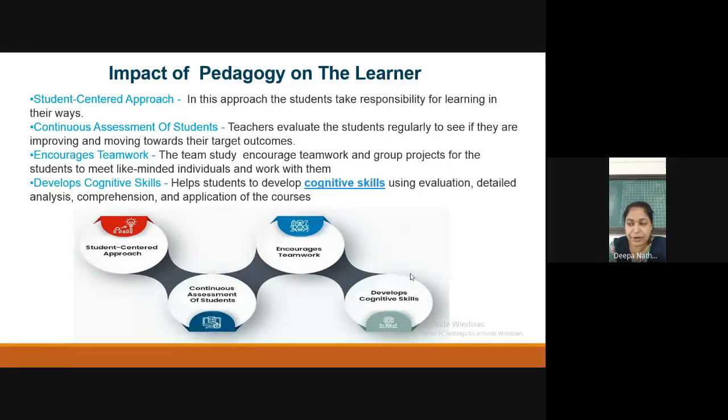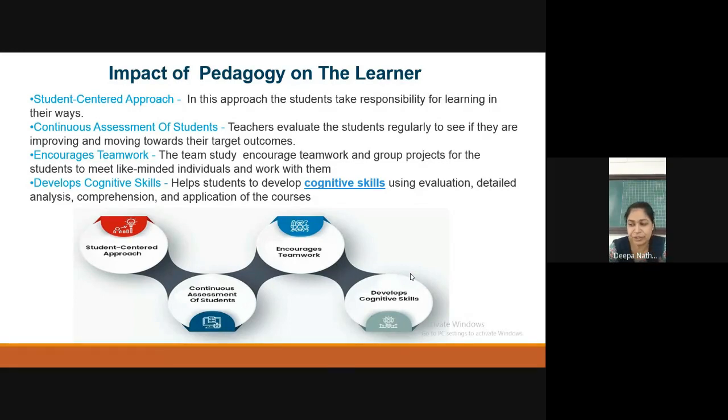Third, the impact on the learner is that it encourages teamwork. Team study encourages teamwork and group projects for the students to meet like-minded individuals and work on them. We normally have project-based cases where you allot a group of students together and they help each other complete a particular task. What happens in this way? If I've been given a particular marketing task to a particular group, sell this product and come, five of them will come together, like-minded, and analyze the situation. How can I bring more into sales, bring more into profits, like that? So they will work towards one goal with like-minded individuals.